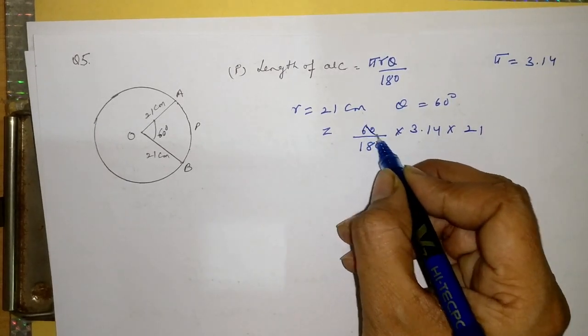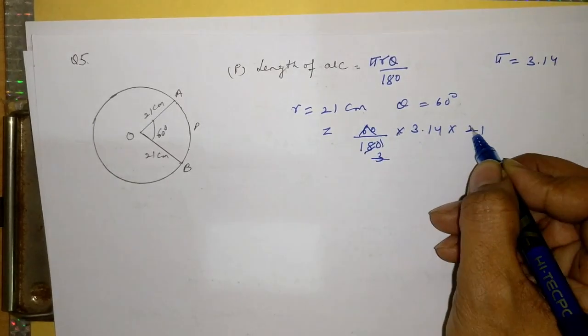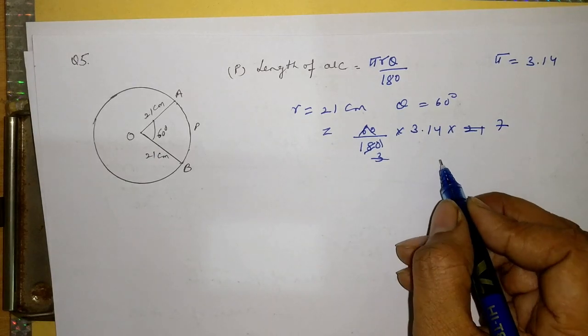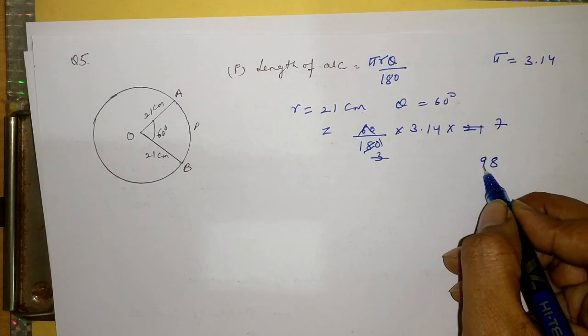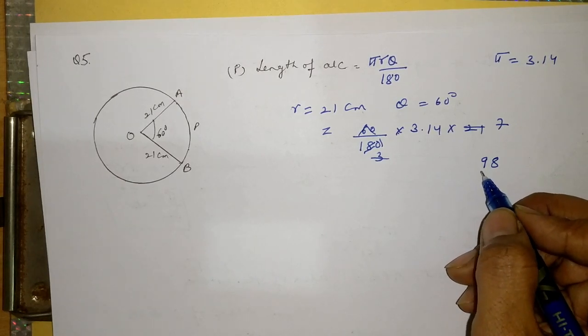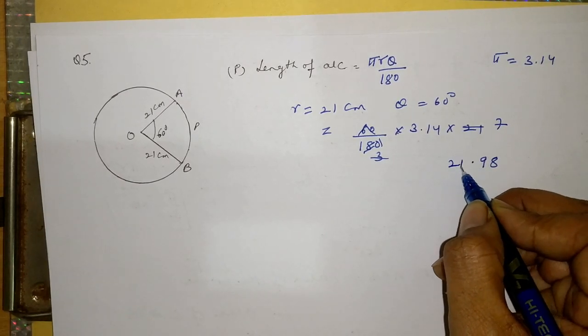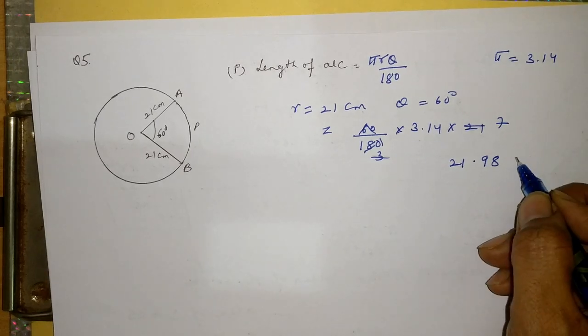This will get cancelled. 6 3s are 18, 3 7s are 21. Now we'll multiply. This is 21.98 centimeter.